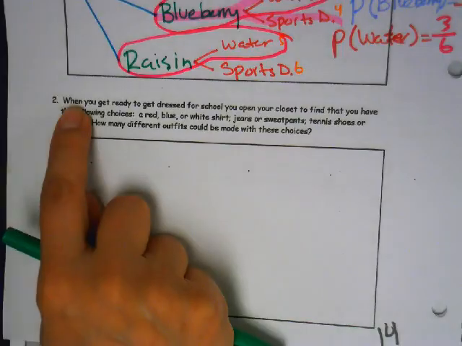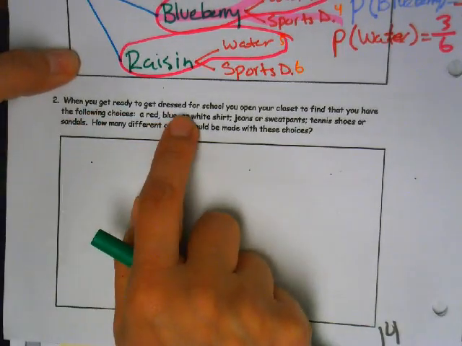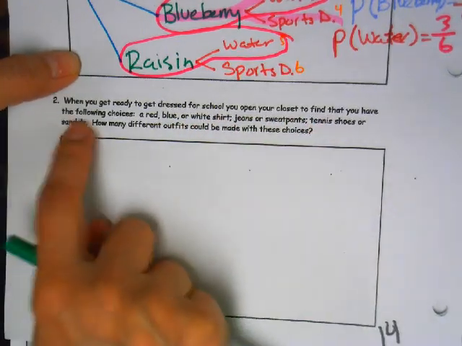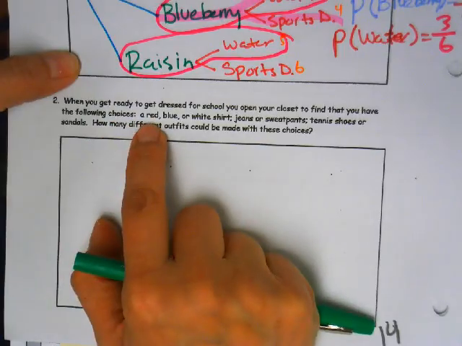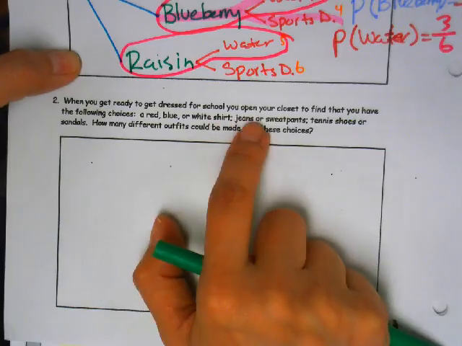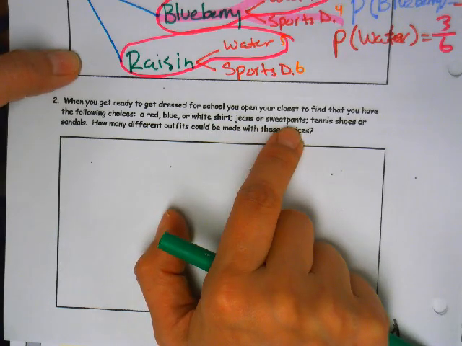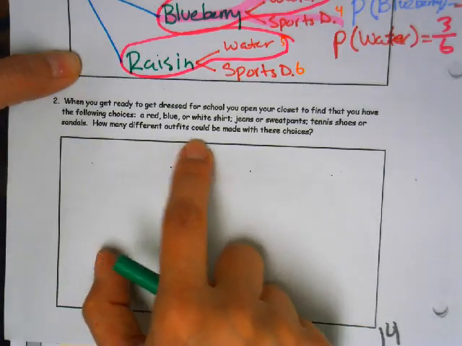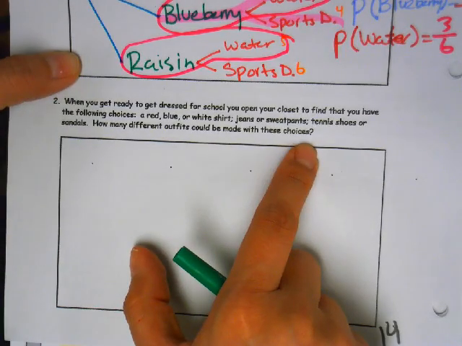When you get ready to get dressed for school, you open your closet to find that you have the following choices: a red, blue, or white shirt, jeans or sweatpants, tennis shoes, or sandals. How many different outfits could be made with these choices?